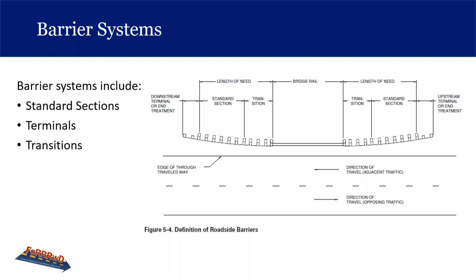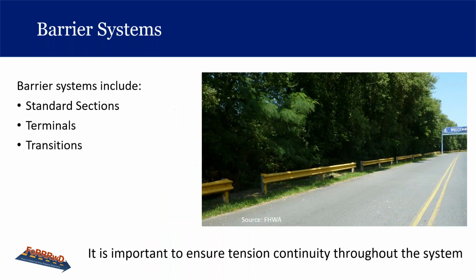The photo that appears shows a location where the guardrail elements are not continuous and each end is exposed. That's this one here. It says it's important to ensure tension continuity throughout the system.